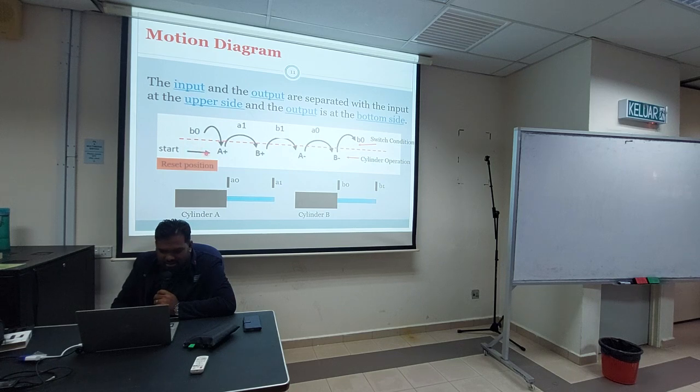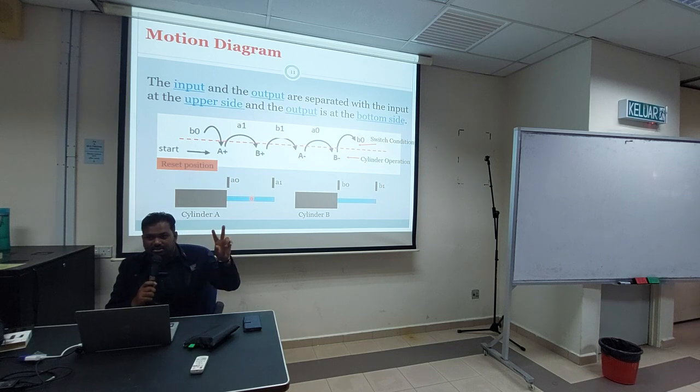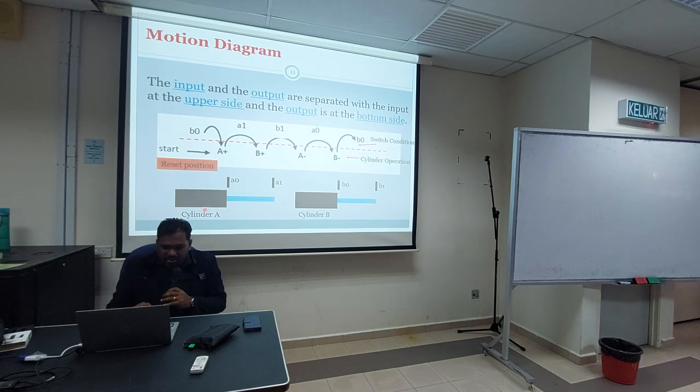Okay, so dekat sini ada dua cylinder. So two cylinder. So normally whatever case that is given to you, it will be either two cylinder ataupun three cylinder. Okay, for your exam. So if three cylinder, cylinder A, cylinder B, cylinder C, so the sensor will be A0, A1, B0, B1, C0, C1. Dia ada tiga. So that's the first thing you need to understand.